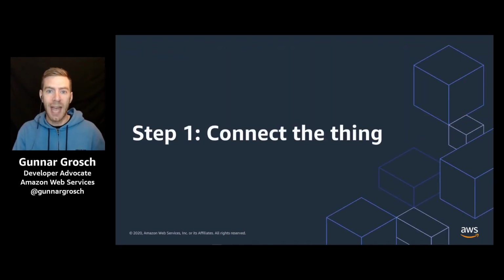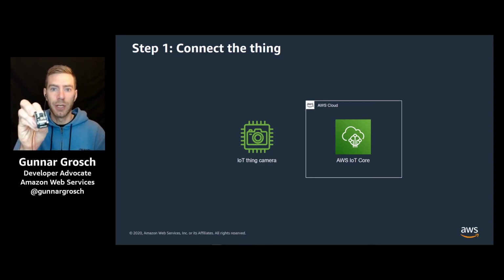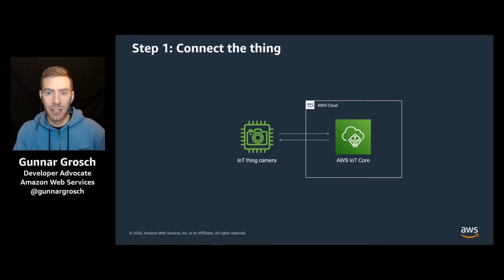First off, looking at the IoT thing. This is an IoT camera that we'll be using, the ESP32 cam, a small device with a built-in camera, perfect for these kind of experiments. And we're connecting that to AWS IoT Core, the managed IoT platform from AWS.